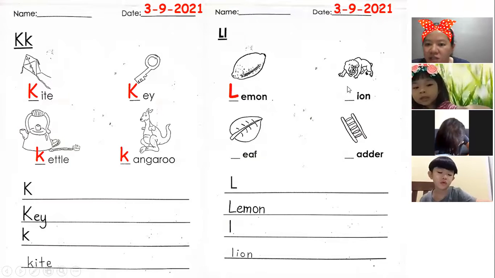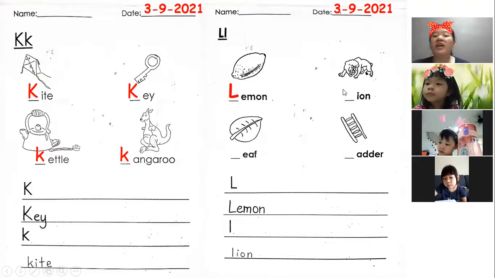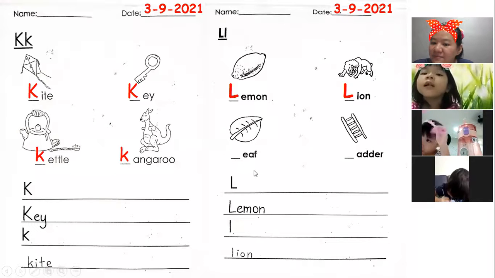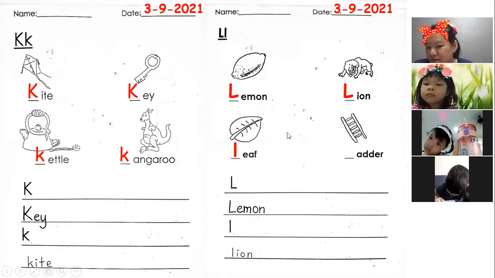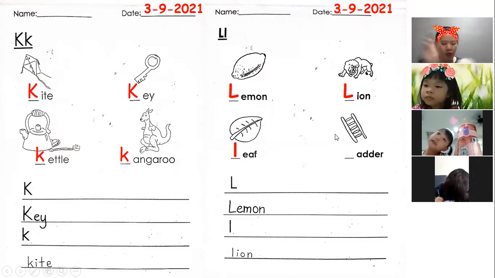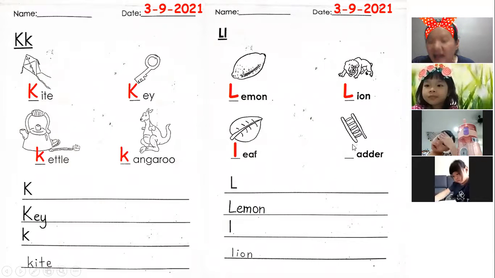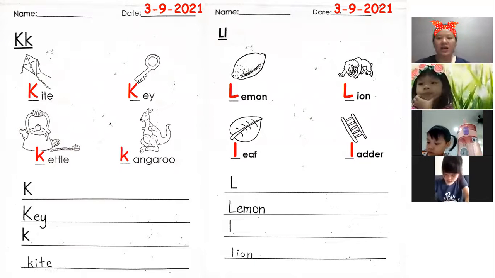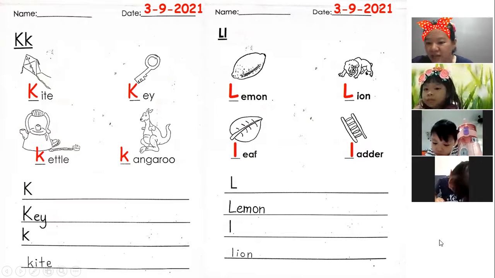Very good. And what is this? That's the king of the lion. Okay, L for lion. And this is L for leaf, the leaves on the tree. Okay, and this one we can cut with. Lemon. Leather. Yes, you're right. This is leather. So you need to write L for lemon, L for lion. Okay, you can write it later, Penny.